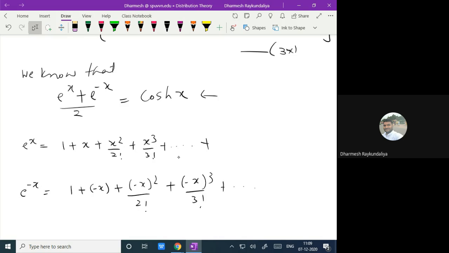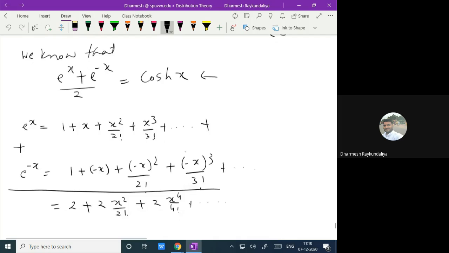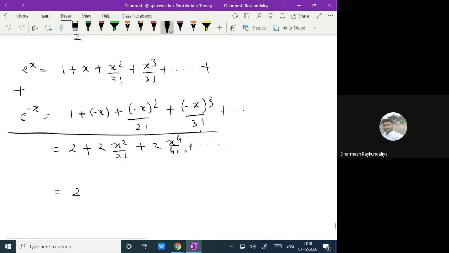So you can see that if you take the sum of these two, minus x plus x will be cancelled out, so here it is 2 plus x square by 2 factorial minus x square is also x square, so it is 2 times x square by 2 factorial. The minus x cube and plus x cube by 3 factorial cancel out, next term is 2 times x raised to 4 by 4 factorial, and so on. So if you take twice common, it is 1 plus x square by 2 factorial plus x raised to 4 by 4 factorial, and so on.